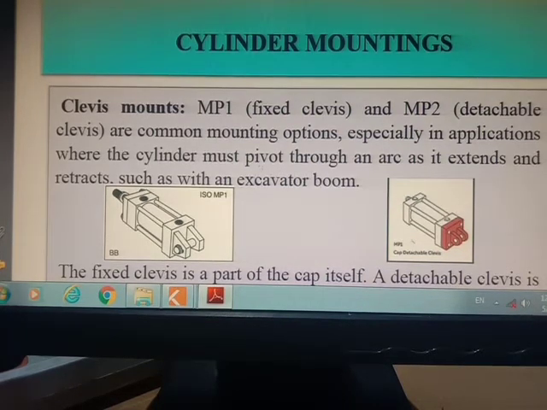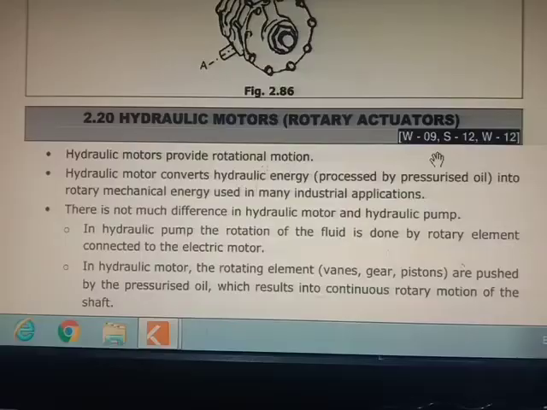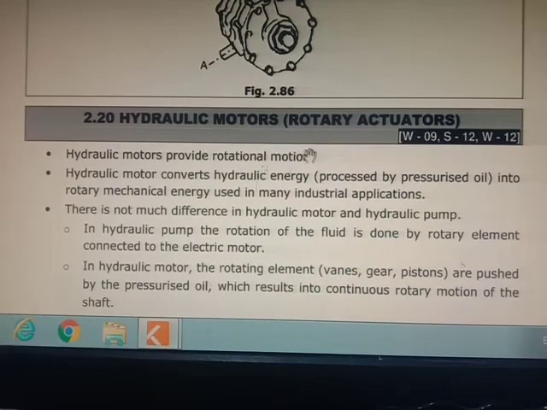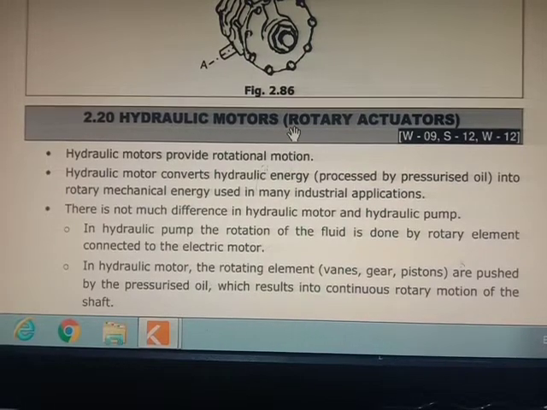Understand? Now up till now we have finished the linear hydraulic actuators. Now, after finishing the linear actuator or the hydraulic cylinder, we will see the rotary actuators. As there are linear actuators, there are also rotary actuators, and these hydraulic rotary actuators are commercially known as hydraulic motors. Why are they known as the hydraulic motor? Because this actuator will create which type of motion?